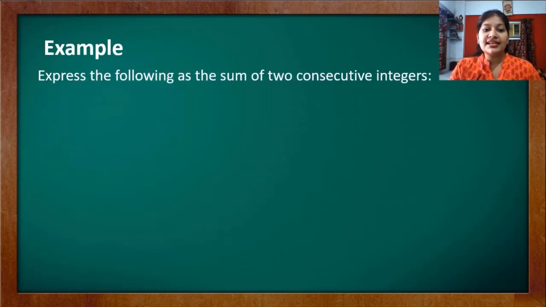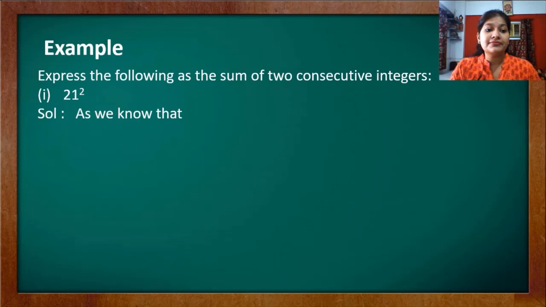The question is, express the following as the sum of two consecutive integers. The number is 21 square. You have to represent the square of an odd number. 21 is an odd number. You have to represent this square in terms of the sum of two consecutive numbers. So what are those two consecutive numbers? If we add these two, we will get the square of 21.